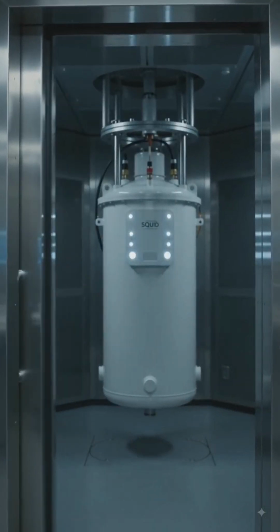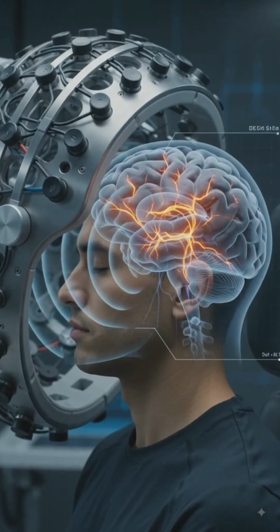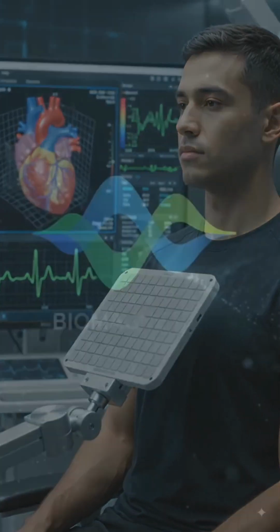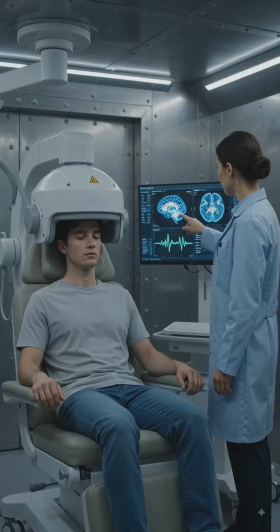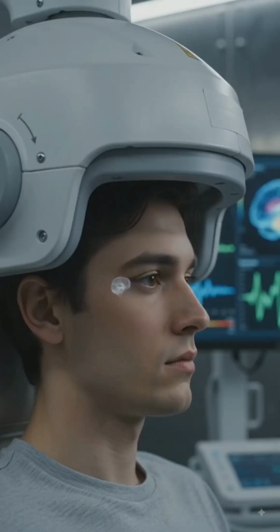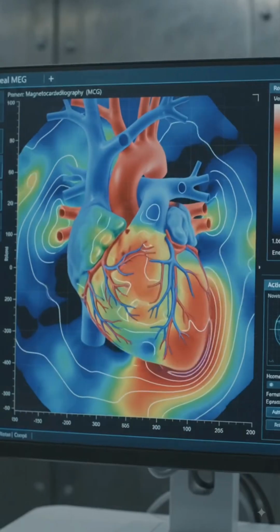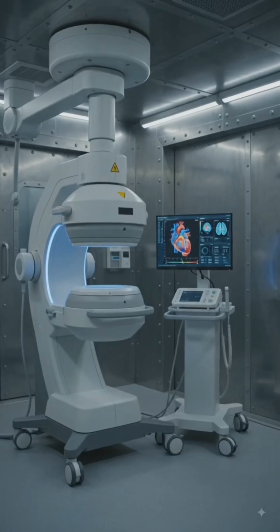Specialized SQUID sensors measure them. MEG offers high-resolution brain maps. MCG provides a non-contact heart scan. The body generates magnetic fields. They are exceptionally weak. MEG maps brain activity, while MCG measures the heart, offering non-contact alternatives.